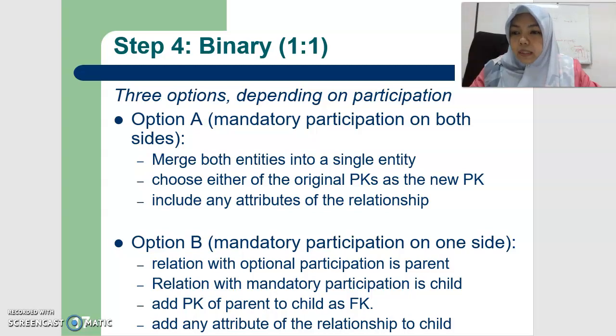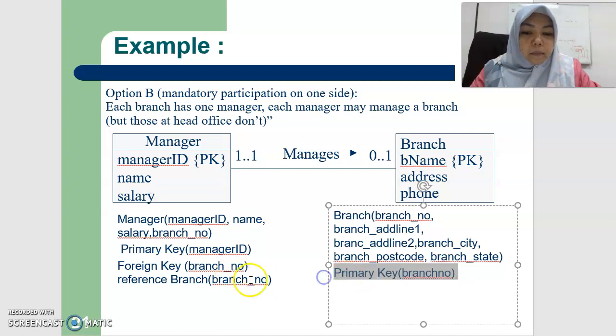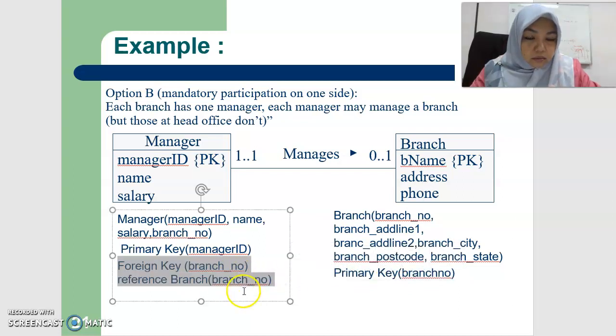So for example here, we have manager and branch. You can see here the participation is mandatory on one side and optional on the other side. So we consider the optional participation as parent and mandatory participation as child. So what we have to do is we take the primary key from parent and make it the foreign key for child. Okay, so here we have two relations.